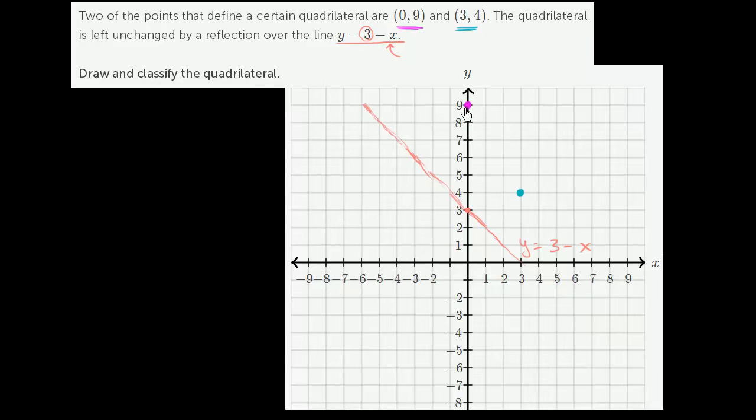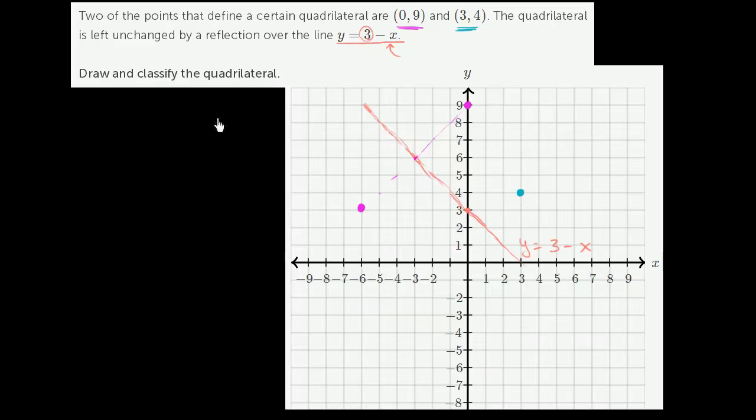So this point, let's just reflect it over the line y = 3 - x. If we were to drop a perpendicular to this line, notice we have gone diagonally across 1, 2, 3 of these squares. So we need to go diagonally across 3 of them on the left-hand side. So 1, 2, 3 gets us right over there. That's the reflection of this point across that line.